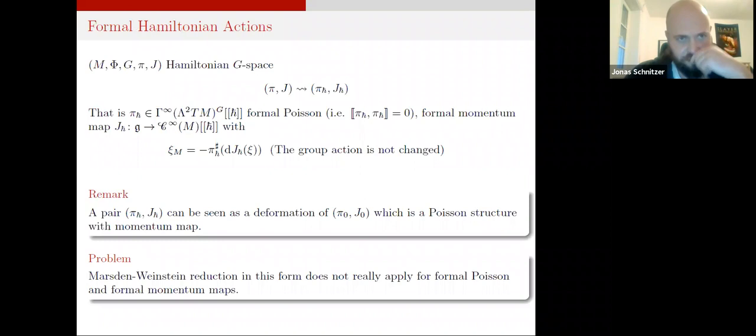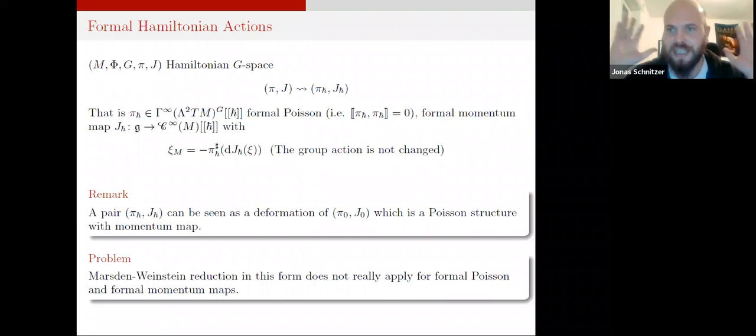So the next, people know me, I have at least something to do with quantization. So I'm not only interested in Poisson geometry, but also in formal Poisson structures. A formal Poisson structure is, as it is written here, a series of Poisson structures, a series of bivector fields, sorry, where the Schouten bracket with themselves vanishes. So it's basically a path of Poisson structures and the Taylor expansion at zero of it. You can see it like that.